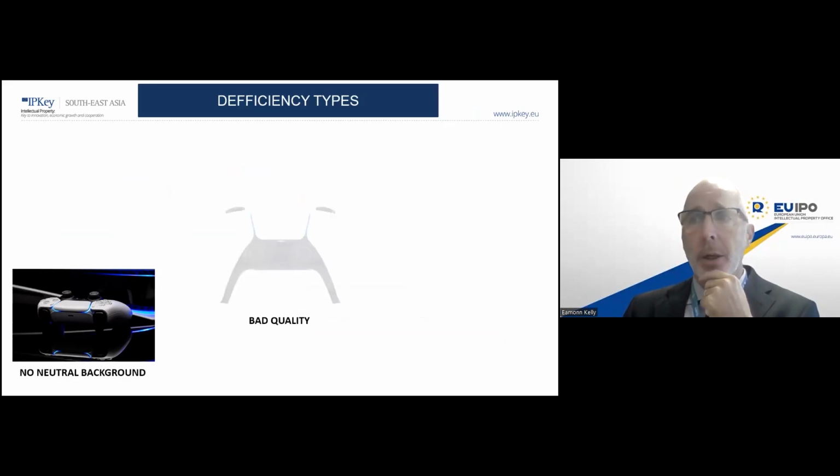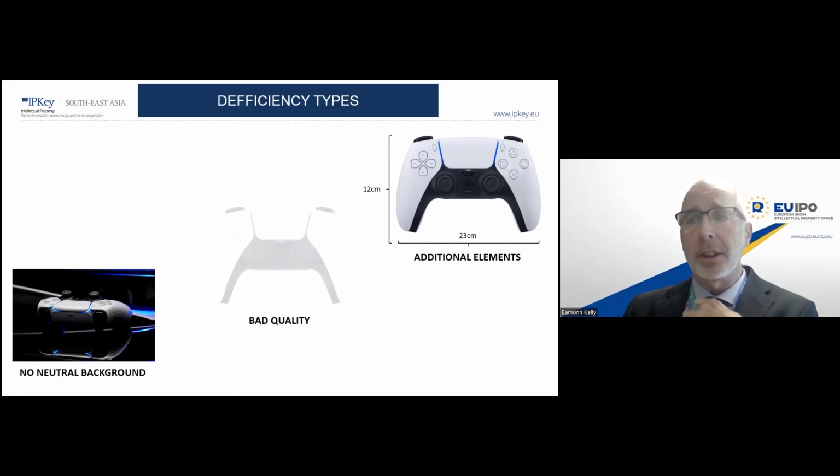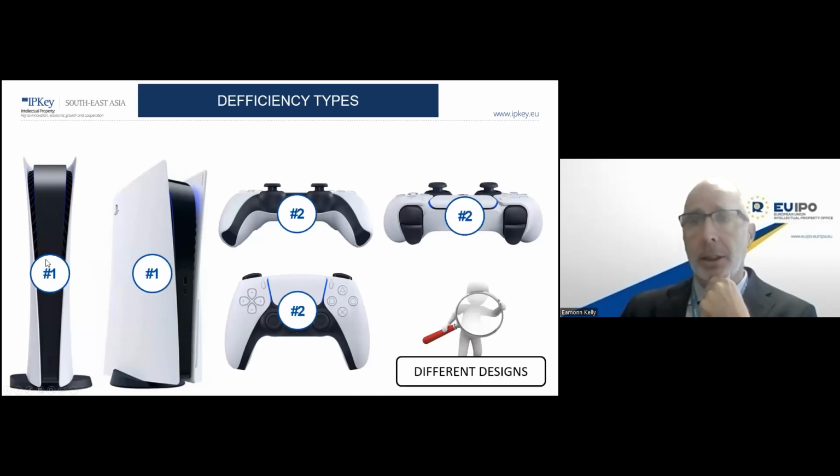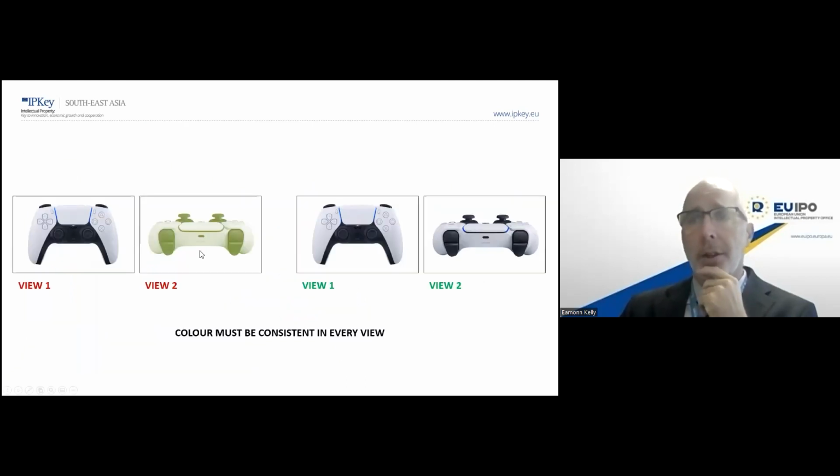I'll speak a wee bit about the different types of deficiencies to make it clearer. So this is a poor background, it's bad quality, and additional elements are added. As you can see, the design itself is a game controller. Other problems: if this collection of game controllers was sent as one design, these are clearly 2 different designs, this being the first design and that being the second design. Colors: the color of this controller is different from the color presented in view number 1. This must be consistent in our office practices.